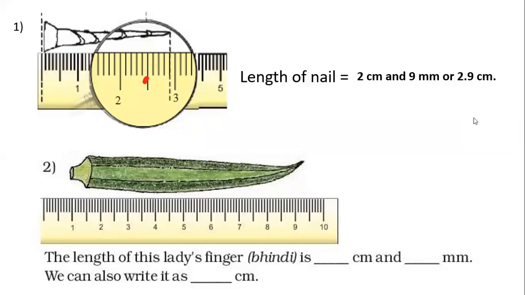30 centimeters, sir. Here, what is the length of the scale is immaterial. We need to find the length of the given object, the nail. What is the length of the nail?